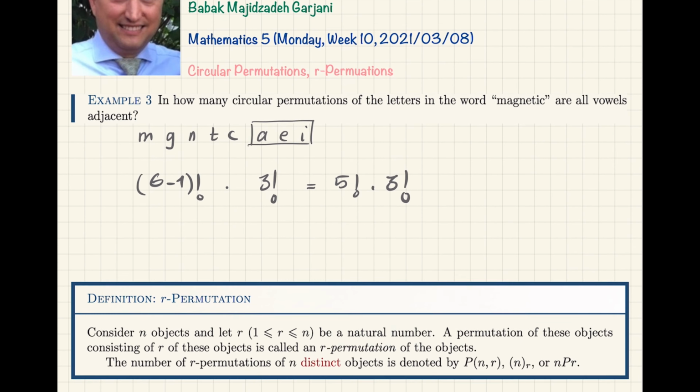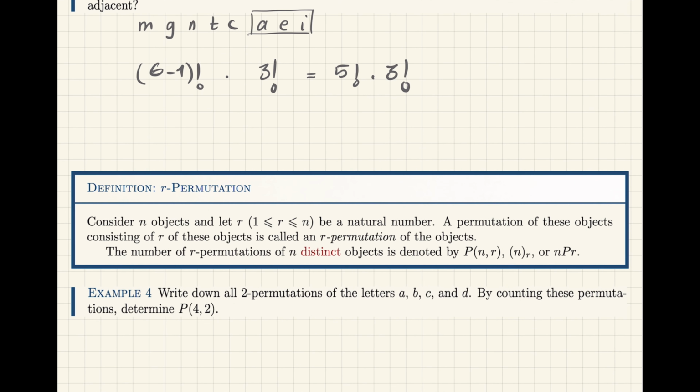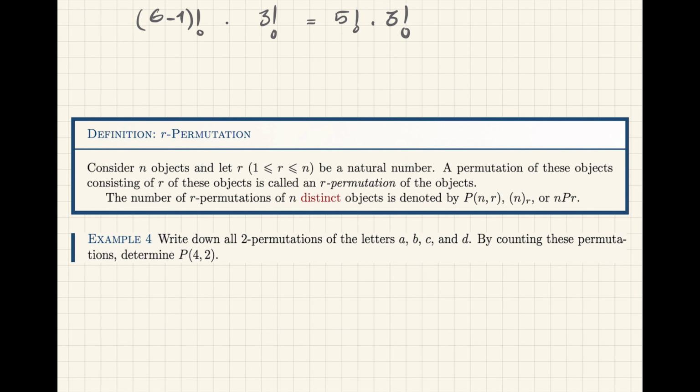Now we go to another very important topic of the lesson, and that is the notion of r-permutation. What is an r-permutation? The idea is very simple, actually. You have n objects, and r is a natural number between 1 and n. A permutation of these n objects consisting of r of these objects, only r of them, is called an r-permutation of the objects. Okay?